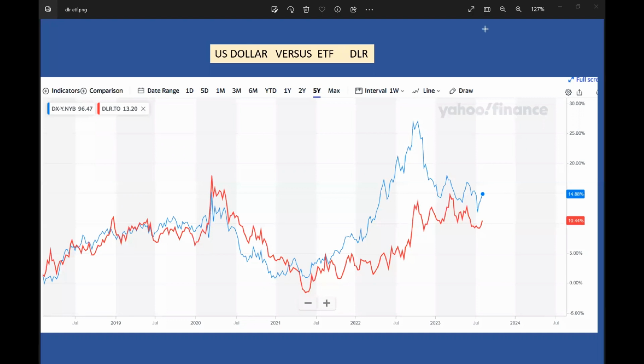To trade the US dollar, I personally like the following ETF: DLR directly in the US dollar, or for the Canadian trader, there is a hedged version in the Canadian dollar, DLR.U. And since March 2023, this ETF pays quarterly dividends. As you can see, the DLR ETF follows very well the US dollar index.